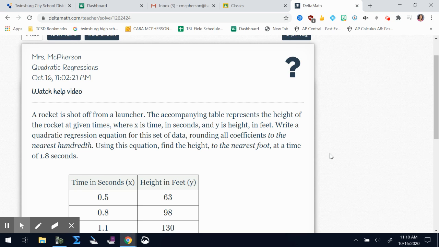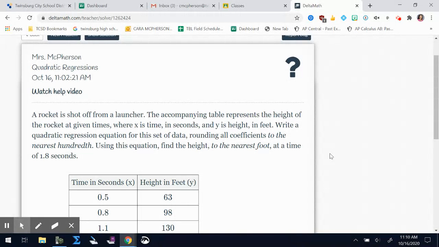I want to take you through a quick video of how to do a quadratic regression using Delta Math. Also something to talk about in class, but in case you need a little extra help with this, I want to run through one more. So the idea is that sometimes data doesn't fall into a linear pattern.